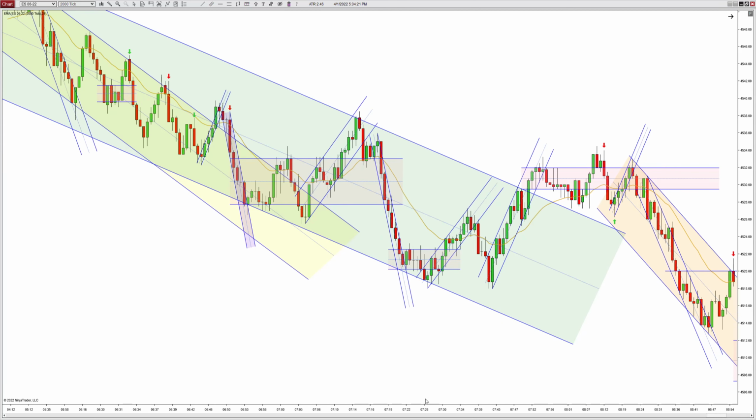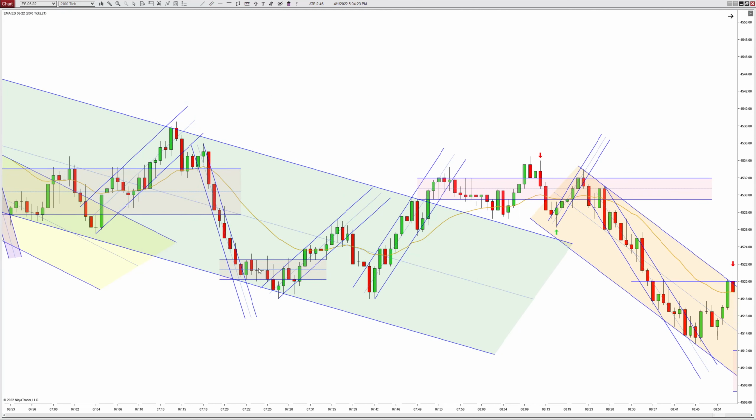I don't see anything in here. Yeah, you got a failed second entry long there, but right into a double bottom far away from the EMA, and then we're going sideways. You get a triple test here, but it's right into the lows.